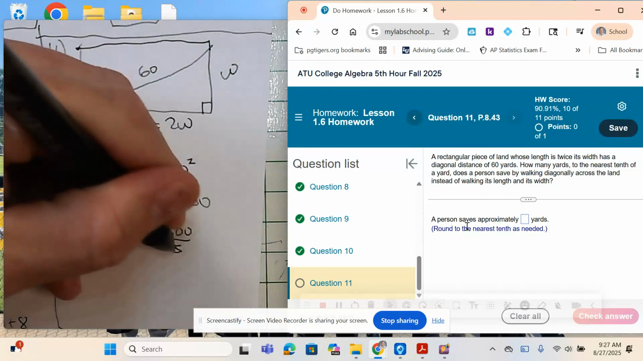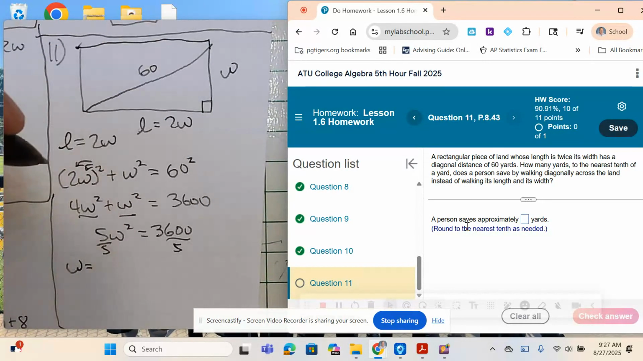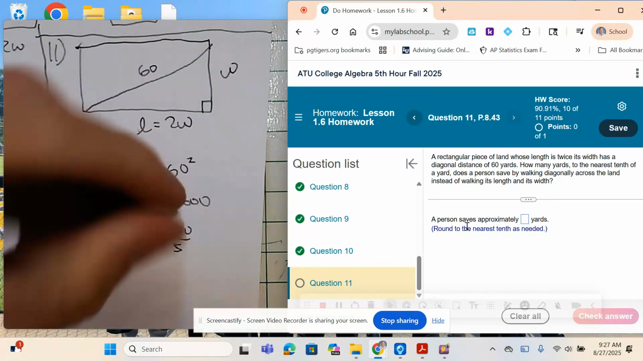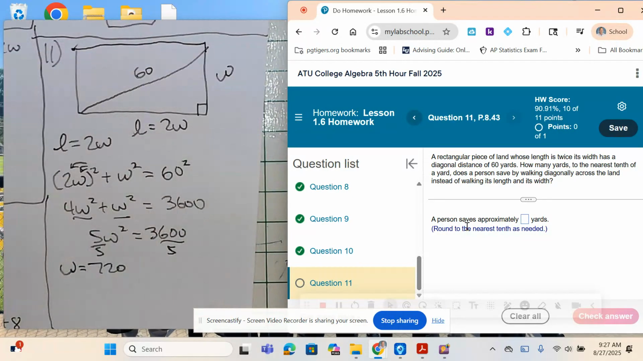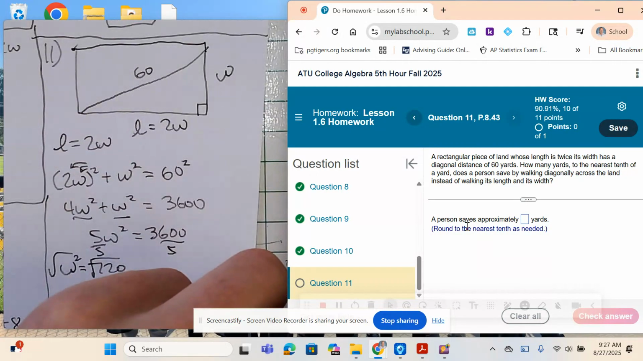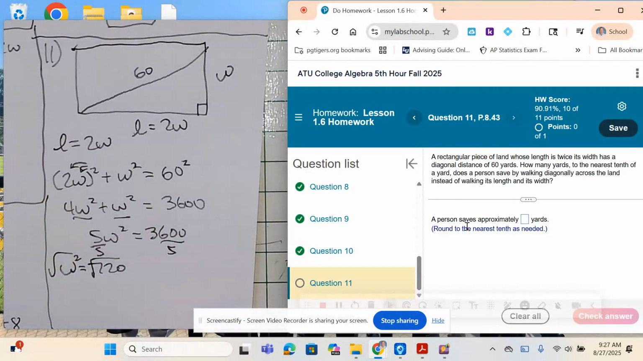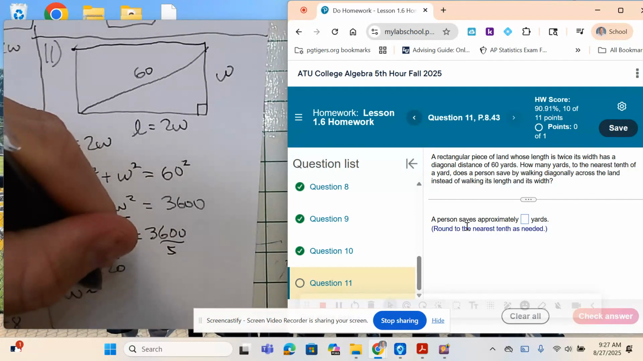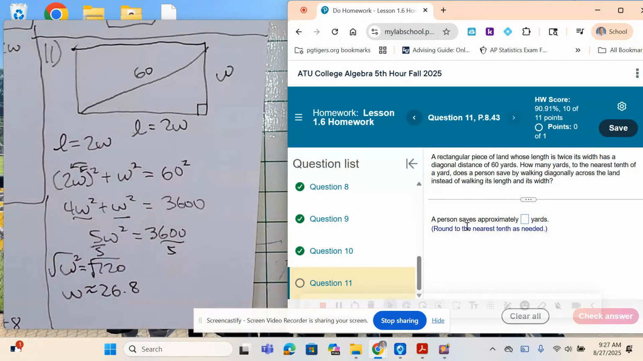Now this is not even my answer. Divide to get 720. Oh wait, that's width squared. Sorry, it's 720. So now I've got to take the square root of 720. Oh, I'm getting a decimal. Nearest tenth. Okay. So my width is 26.8. That's still not the answer.